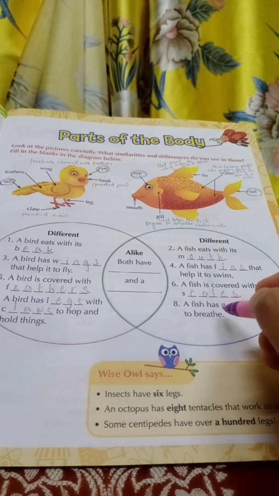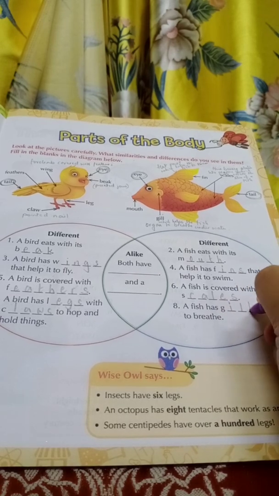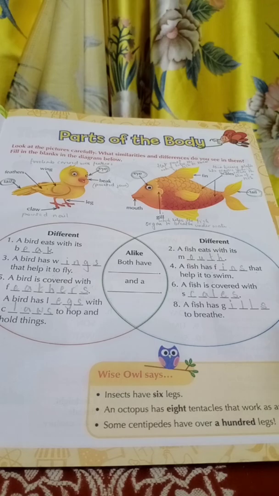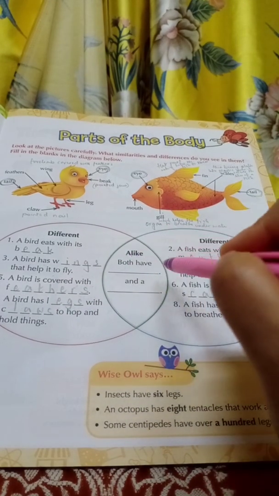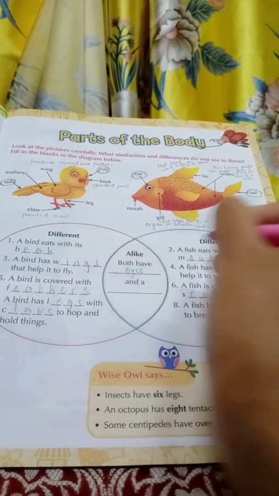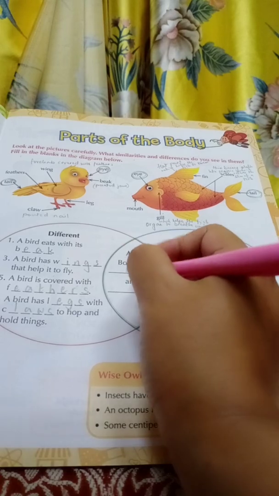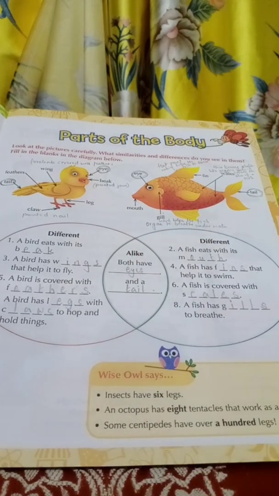A fish has a dash to breathe. A fish has gills to breathe. So these are the differences. But what do they have alike? Alike means similarities. Both have eyes and a tail. That's all, children.